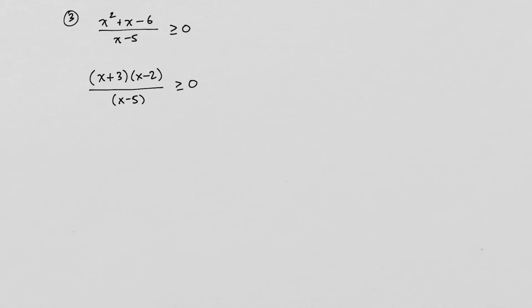And this is greater than or equal to 0. Next, we need to identify our critical numbers. The critical numbers are all the numbers that make each of the factors equal 0. So negative 3 is a critical number, positive 2 is a critical number, and positive 5 is a critical number. So negative 3, 2, and 5 are our critical numbers. And then we proceed just like we did in the previous examples.